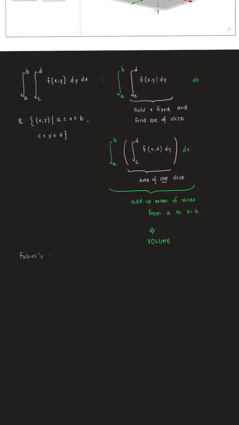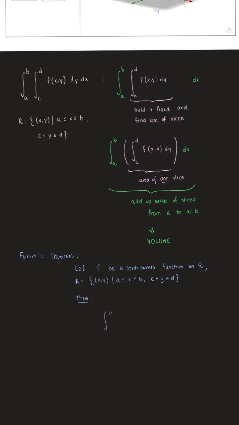So this is Fubini's theorem that tells us the following. Let's suppose we have a continuous function, so let f be a continuous function on the rectangular region that we're interested in, where R consists of the points such that x is between a and b and y is between c and d. Then we have the following.